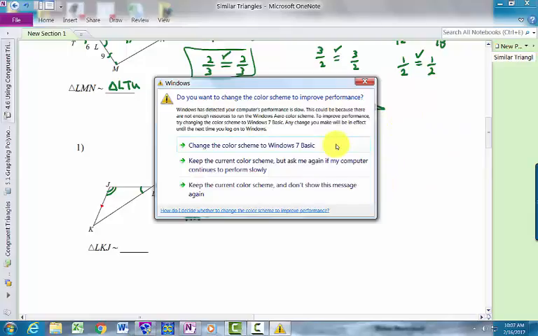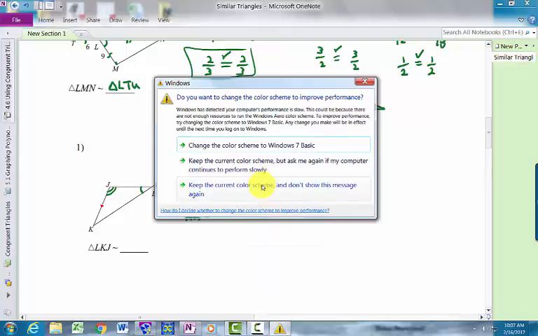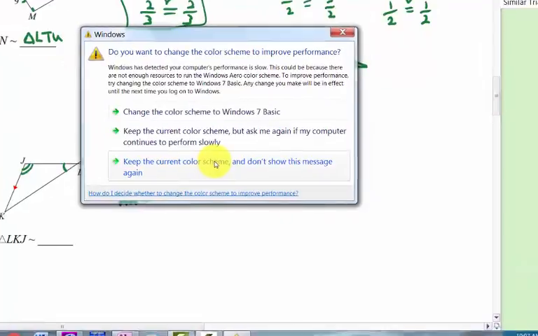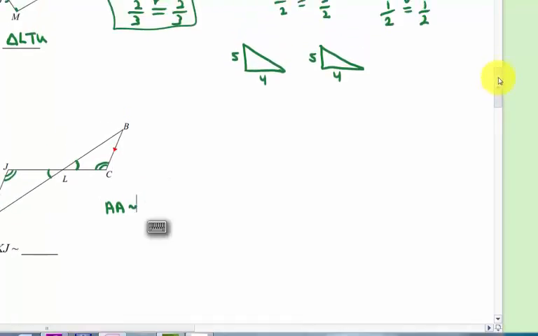Okay, this computer is really on my nerves today. Do you want to change the color scheme to improve performance? No, we don't. How do you do that? Where? Right here? Oh, I didn't even read. Probably helps to read, huh? Okay, there we go. So it's not going to annoy me again. All right. Lovely. See, what would I do without you guys? I would be on a beach somewhere. Let's see.